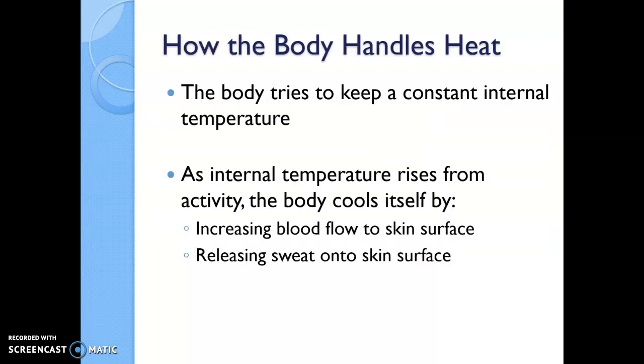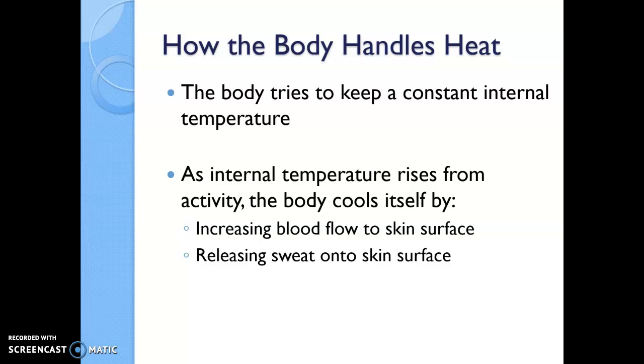Okay, a few ways that the body will handle heat. So we try to keep a constant internal temperature. Our body can actually cool itself by two ways: increasing blood flow to the skin surface. So this is why people appear flushed, usually in their face or in their arms and chest. This is because our body is trying to bring blood flow from the organs up to the skin surface so that it can be cooled effectively.